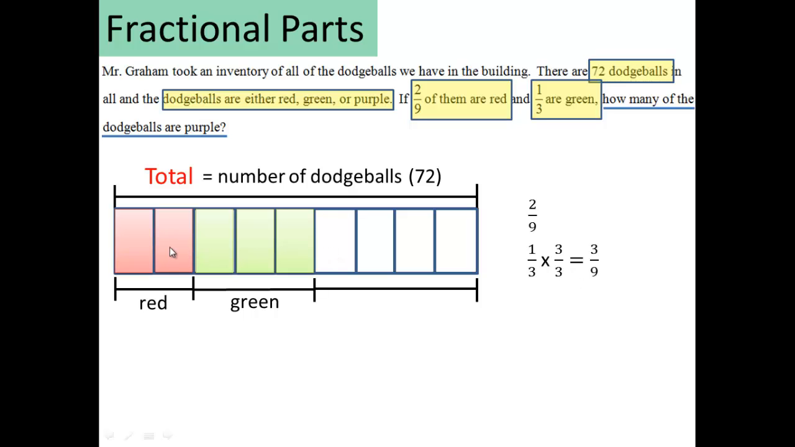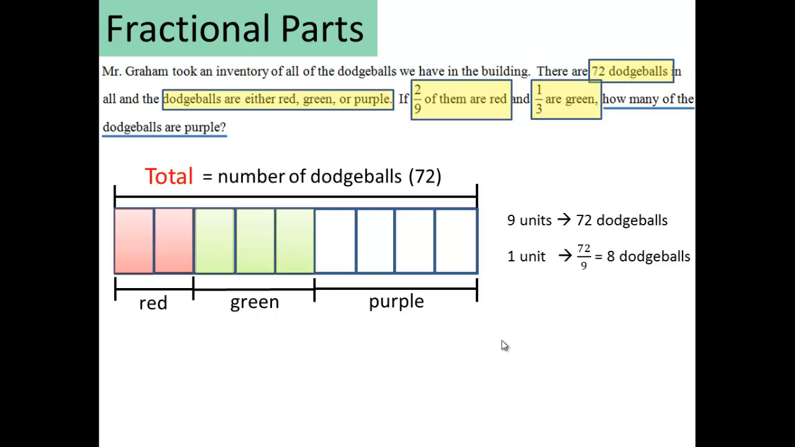Now, how many of the dodgeballs are purple? Well, first thing we need to do is figure out what number should go in each unit. And for this problem, we have 72 total, and how many units? Don't call it out yet, but just count them up. Okay, how many units do we have? Call it out. That's right, it's 9. So we have 9 units for 72 dodgeballs. So what would 1 unit be worth? Think about it. Don't call it out yet. Remember, this is a simple division problem. Okay, now call it out. That's right. 1 unit is 8 dodgeballs. You have 8, 8, 8, 8, 8, 8, 8, 8, and yeah, 8.